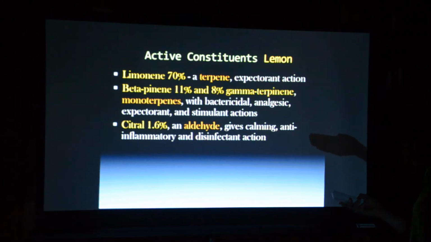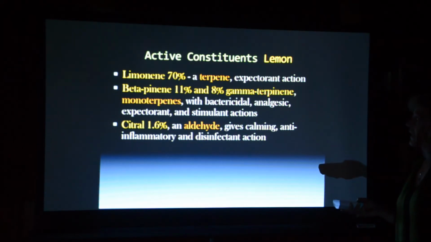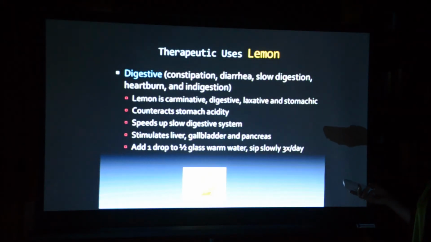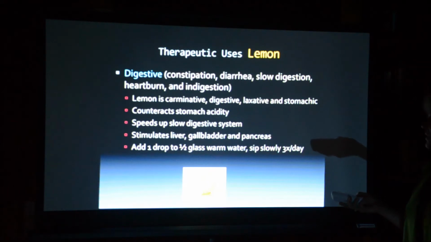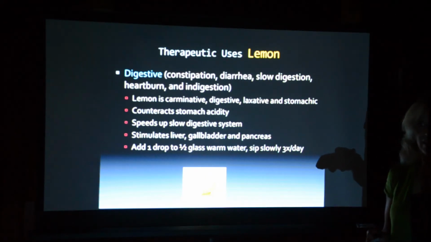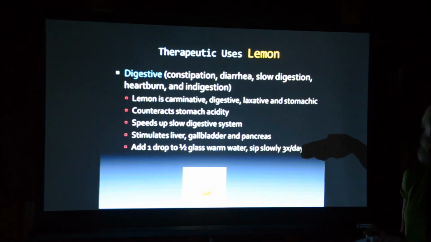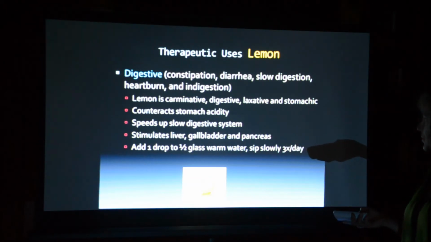And these are the active constituents. So the limonene, 70%, is the terpene, and then monoterpenes, and has aldehyde in it. So you remember that chart that shows you all the beneficial effects of it. It's great for digestive problems, constipation, diarrhea, heartburn, indigestion. It kind of counteracts stomach acidity. It stimulates your liver, gallbladder, and pancreas, and you can add just a drop to a half glass of water or put it in tea up to 3 times a day.